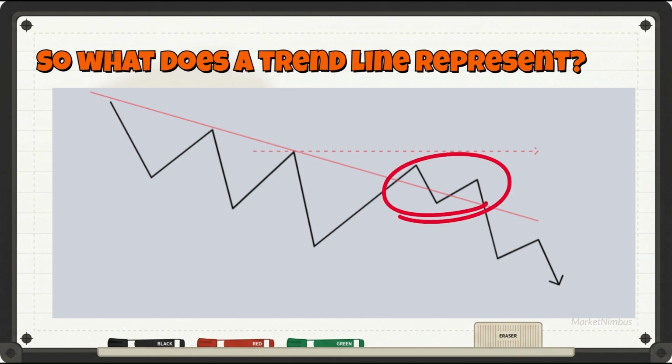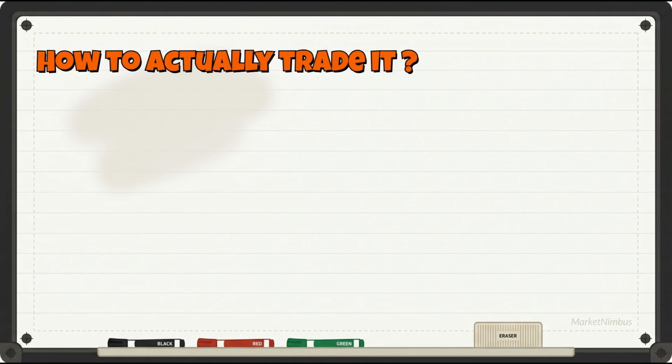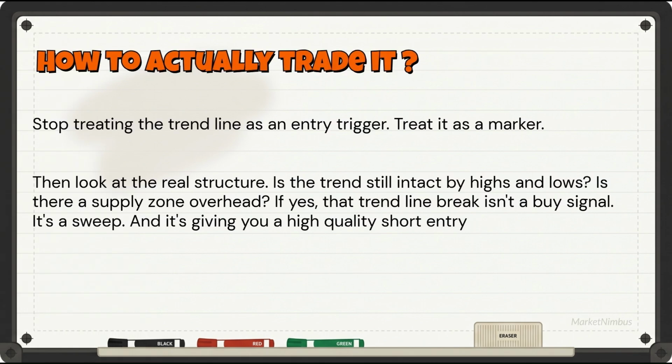Price reverses hard. Every trendline trader on both sides loses. How to actually trade it? Stop treating the trendline as an entry trigger. Treat it as a marker. There are orders here.